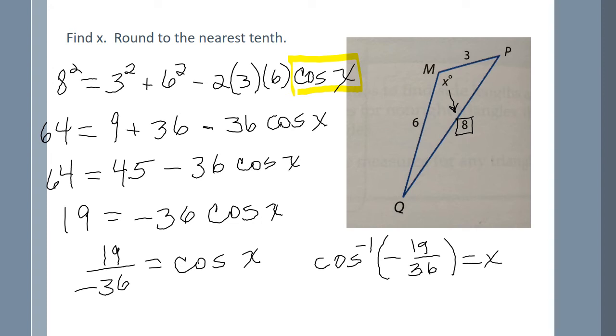So, now if you remember, cosine to the negative 1 is just the inverse cosine. So, we're going to take the trig function and find the inverse cosine and hit enter. And then I put in negative 19 divided by 36. And I hit enter. Boom. And I got 121.855. So x is going to be approximately, because we're rounding to the nearest tenth, 121.9.